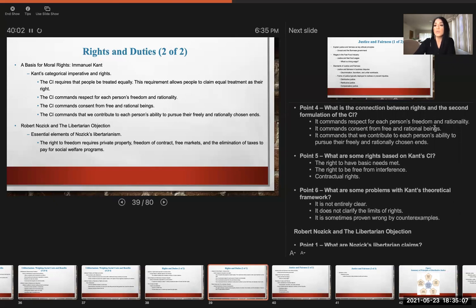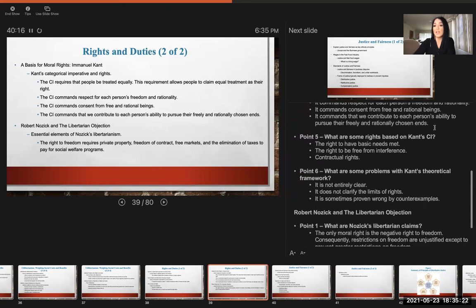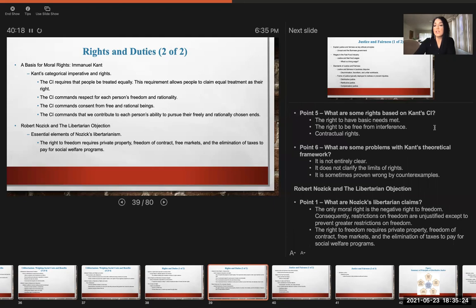What is the connection between rights and the second formulation of the CI? It commands respect for each person's freedom and rationality. It commands consent from free and rational beings. It commands that we contribute to each person's ability to pursue their freely and rationally chosen ends. And what are some rights based on Kant's CI? The right to have basic needs met, the right to be free from interference, as well as contractual rights.